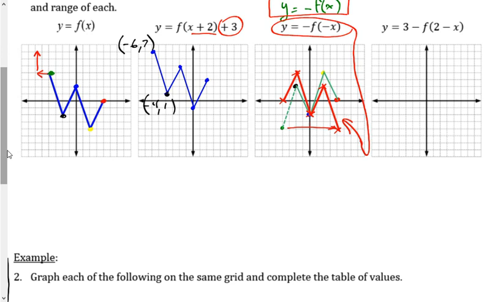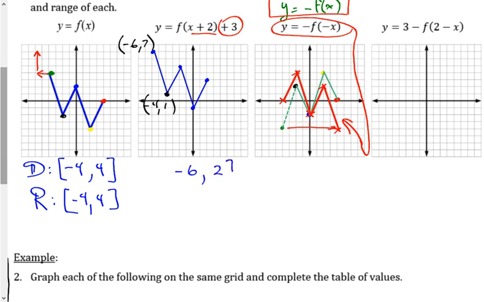For the original, my domain was from -4 to +4, including those endpoints. And the range also -4 to +4. Then for the first graph, all the x's decreased by 2. So that's going to be -6 to 2. All the y's increased by 3. So that'll be -1 to 7 for my range.